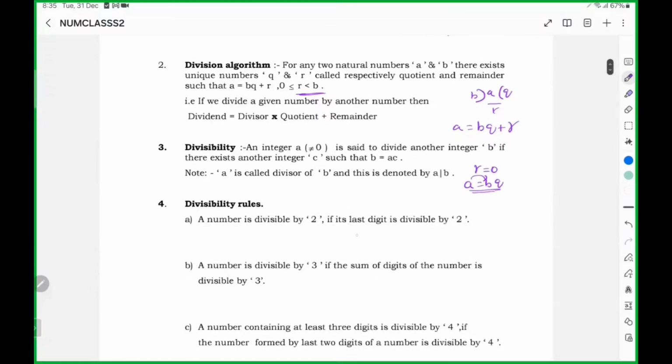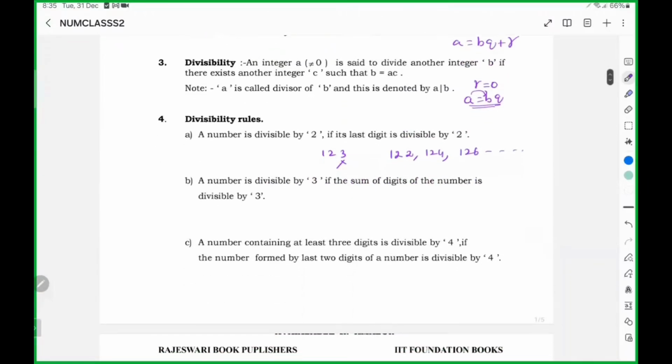And a number is divisible by 2 if the last digit is divisible by 2. Like 123, you take, it is not divisible by 2 because you get a remainder. So if the last digit is any even number, like 2, 124, 126, all these numbers are divisible by 2.